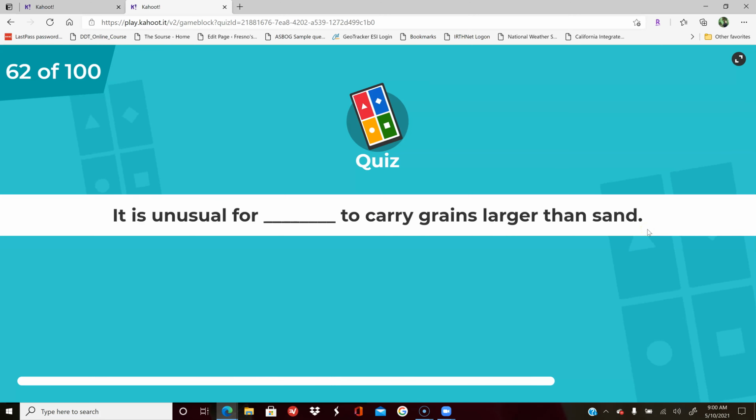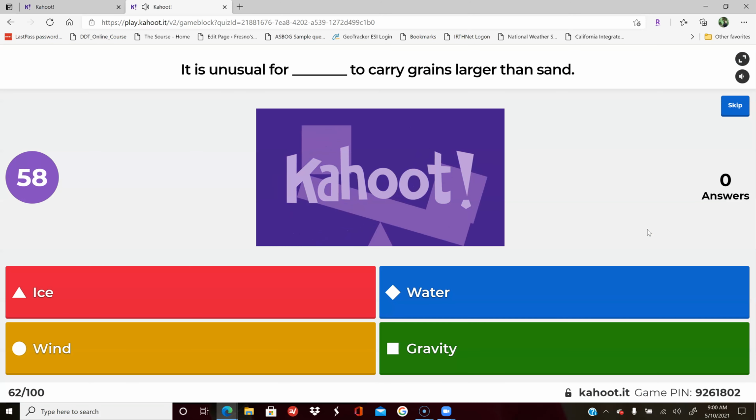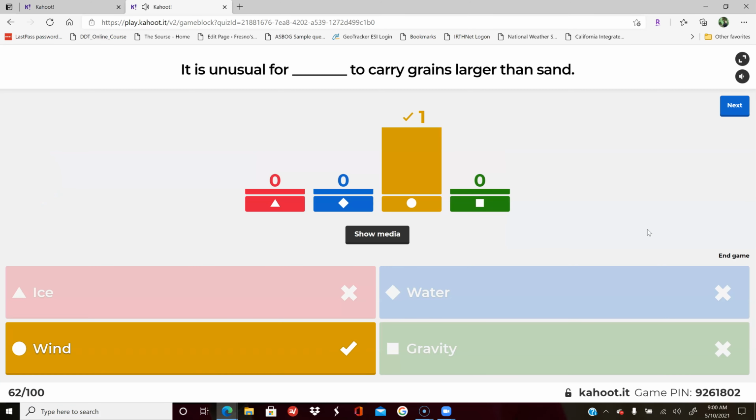It is unusual for blank to carry grains larger than sand. Ice, water, wind, or gravity. That would be wind. Wind does not typically carry grains larger than sand.